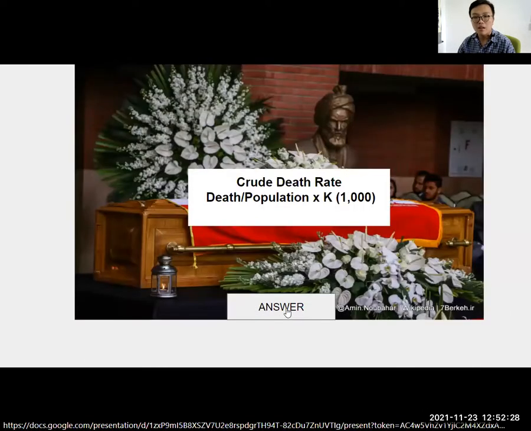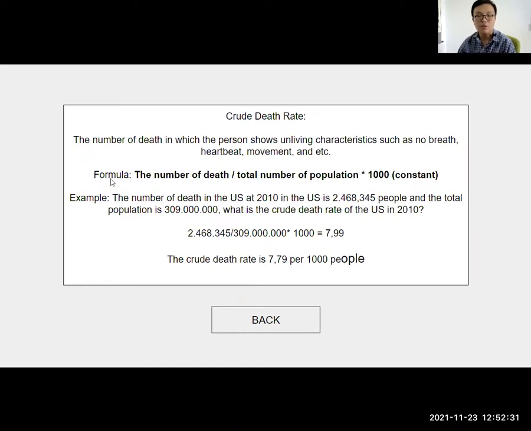Crude death rate. Now, the formula is quite similar to the crude birth rate, but the crude death rate is the number of deaths in which the person shows unliving characteristics such as no breath, no heartbeat, no movement, and etc. So it's the number of deaths divided by the total number of population, multiplied by 1,000.